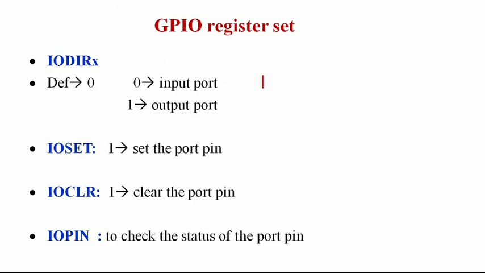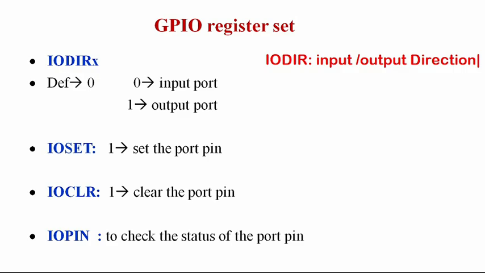The first one I will write. IODIR stands for input output direction register. So this register is used to configure the port pin. How do you want to configure your port pin? Whether you want to configure the port pin as an input port or an output port.